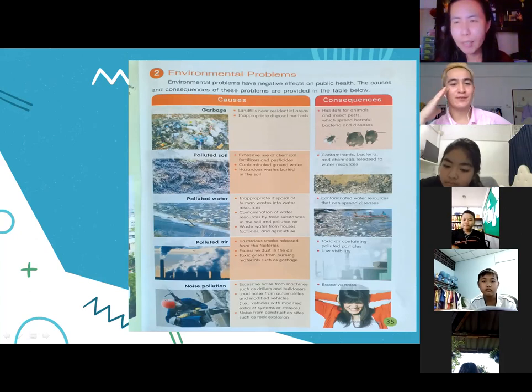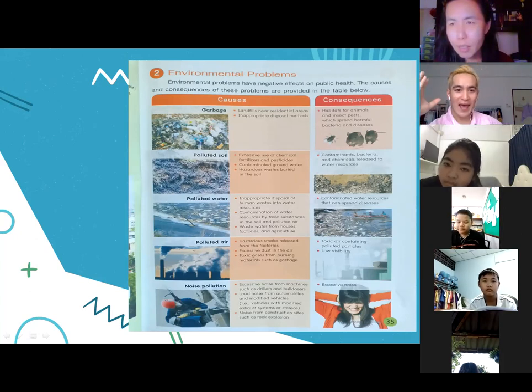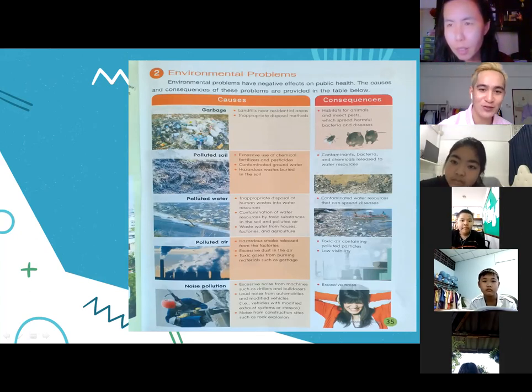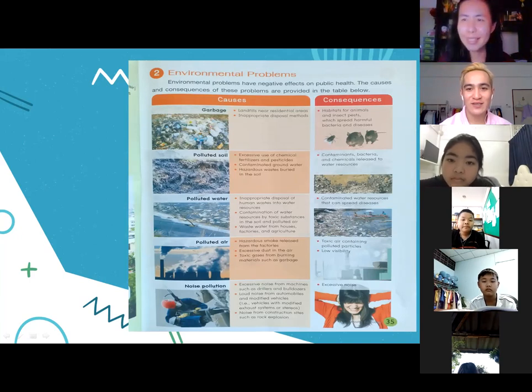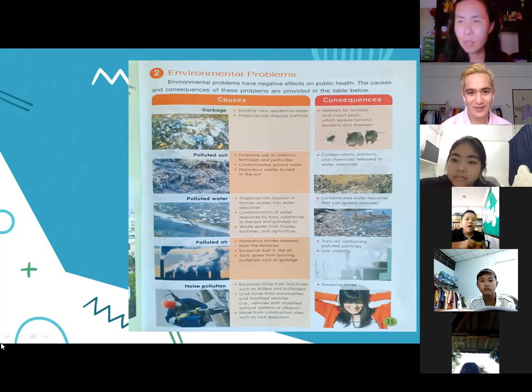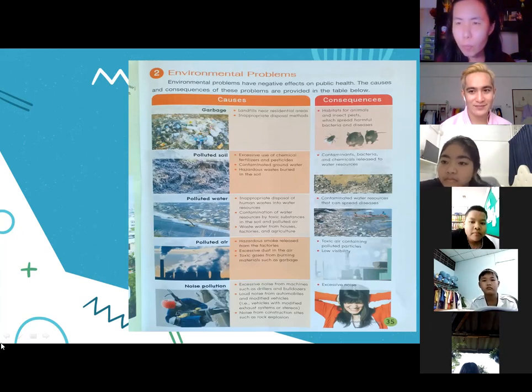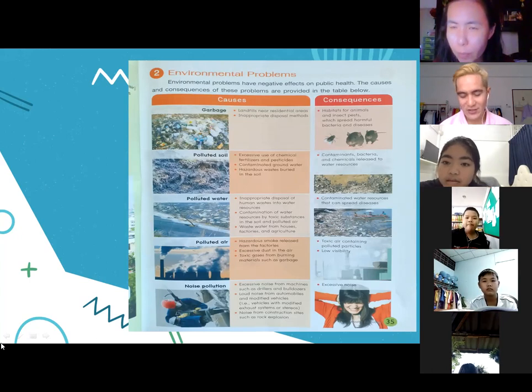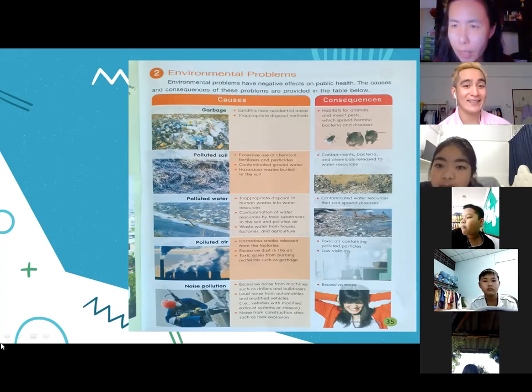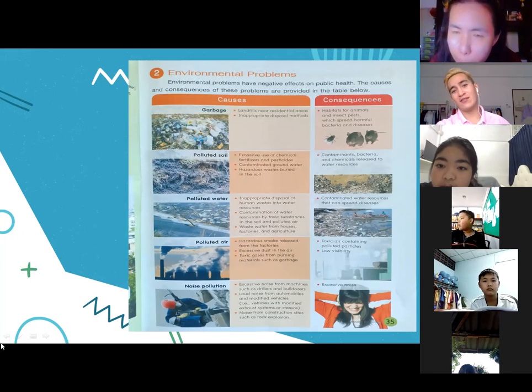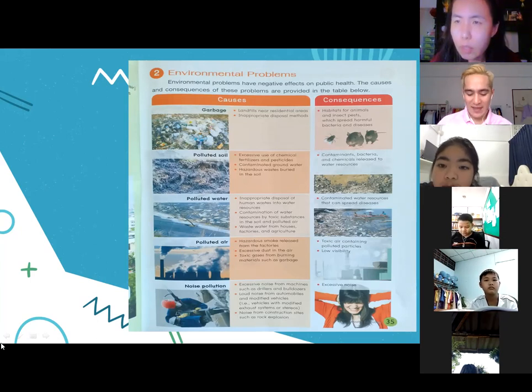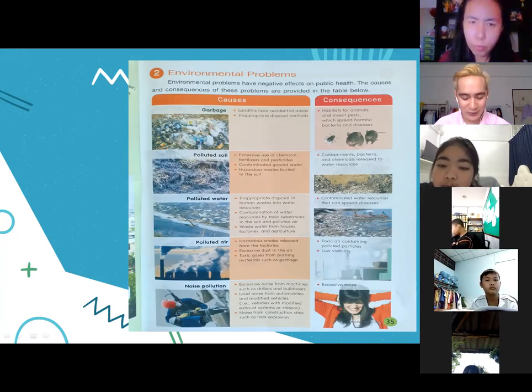Aside from that, for example, you go on vacation, and you see some trash in the ocean. What will you do? You should get it and put it into the right trash can. That is simple.